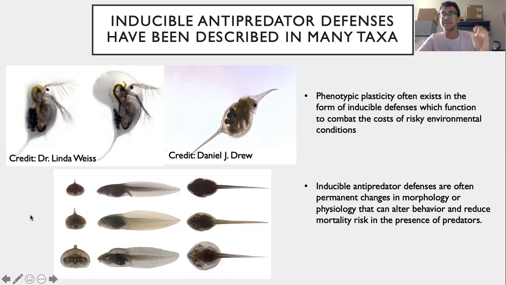So this sort of morphological change is known as an inducible anti-predator defense, and they're often permanent changes in morphology or physiology that can then alter behavior and reduce mortality risk in the presence of predators. But this also occurs in individuals that have multiple life stages, such as amphibians, which is the focal species for my dissertation, and these are known to change their morphology in the presence of gape-limited predators and have a bigger head-to-tail body ratio.